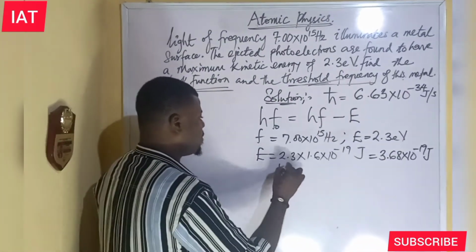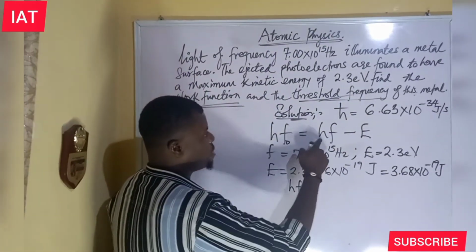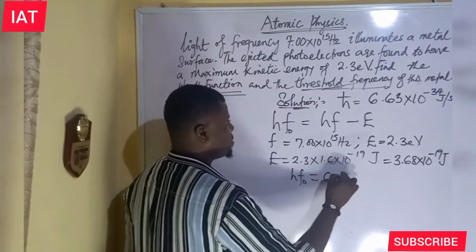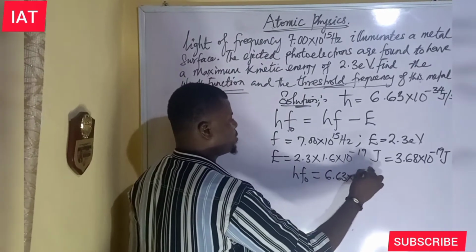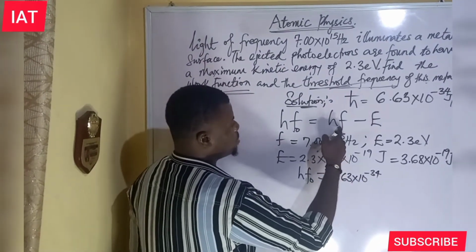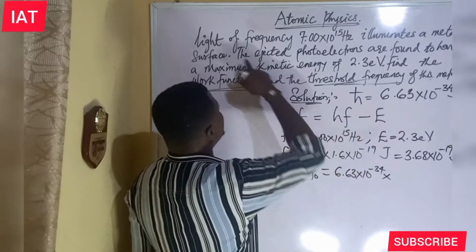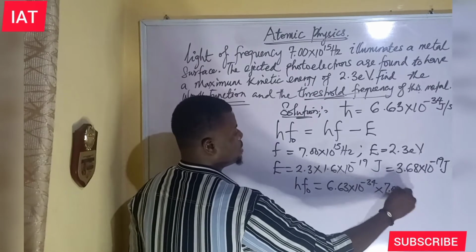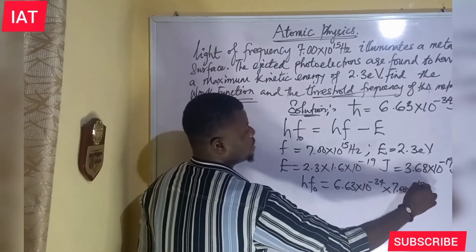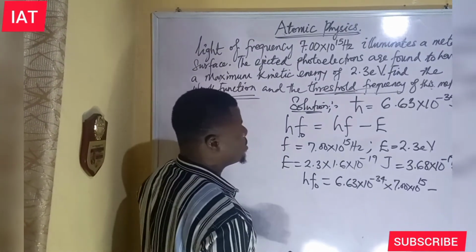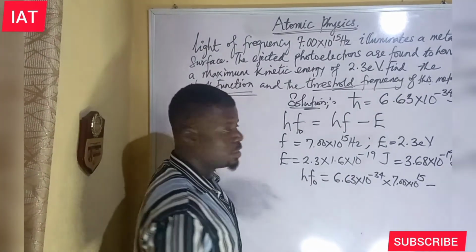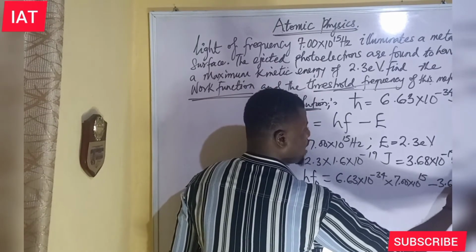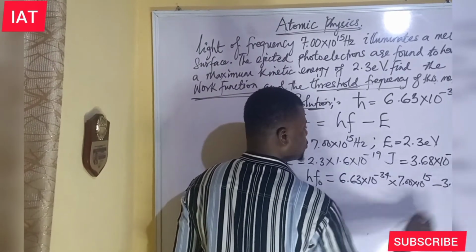So we have hf₀ equal to, what is this h? That is our Planck's constant, which is 6.63 times 10 to the power of minus 34, and that will multiply by the frequency of the light, which is 7.00 times 10 to the power of 15, and this will subtract the value we have for the kinetic energy, which is 3.68 times 10 to the power of minus 19 joules.